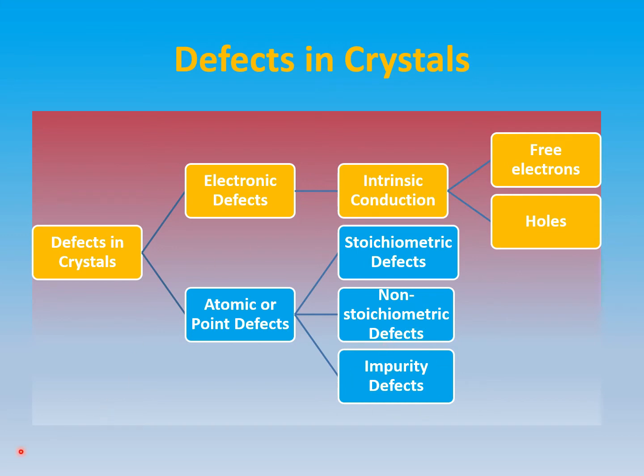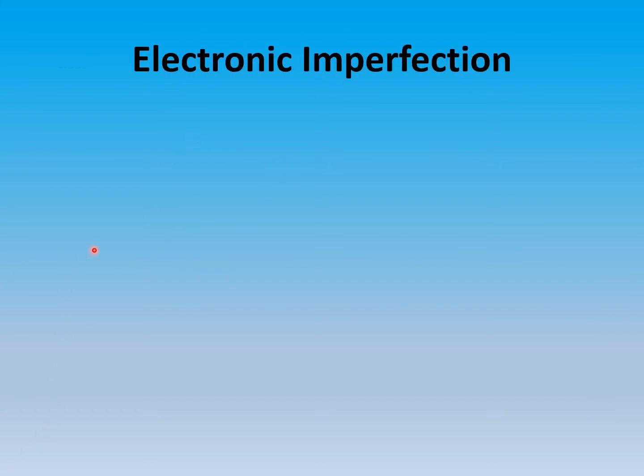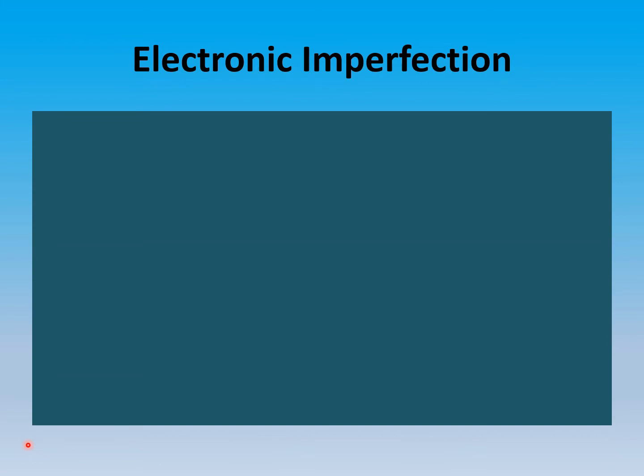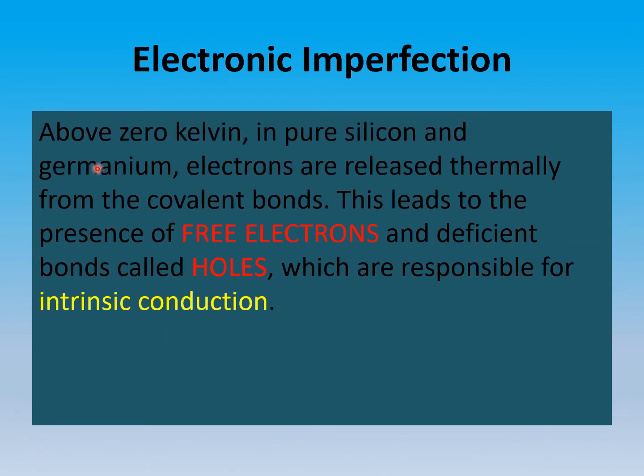Let us see the first one, electronic imperfection. What is electronic imperfection? See here, I highlighted the free electrons, holes and intrinsic conduction. In the electronic imperfection, the main thing is intrinsic conduction with free electrons and holes. So that's why I highlighted this.